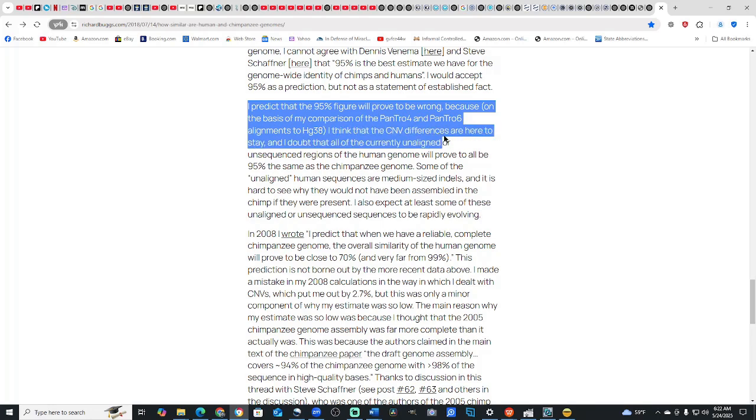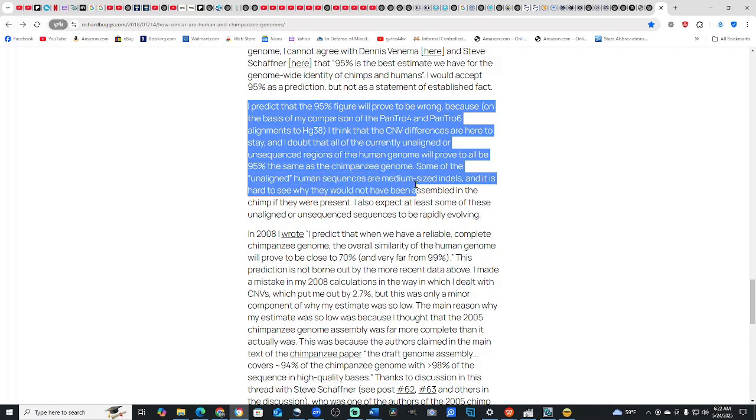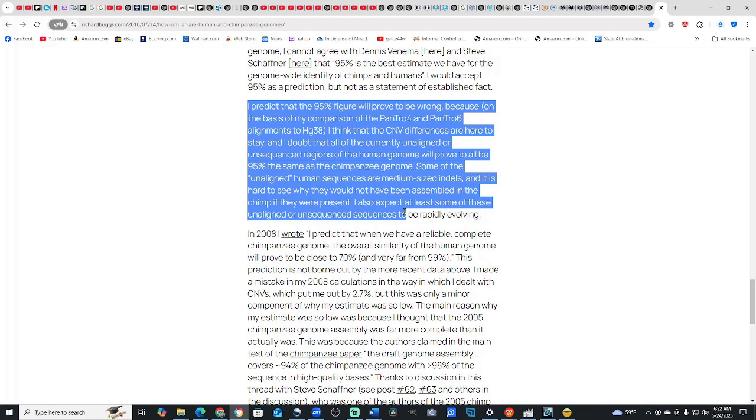I think that the CNV differences are here to stay, and I doubt that all of the current unaligned or unsequenced regions of the human genome will prove to all be 95% the same as the chimpanzee genome. Some of the unaligned human sequences are medium-sized indels, and it is hard to see why they would not have been assembled in the chimp if they were present. I also expect at least some of these unaligned or unsequenced sequences to be rapidly evolving.